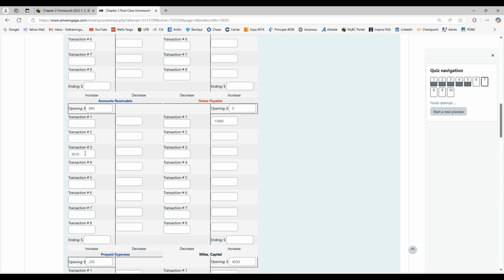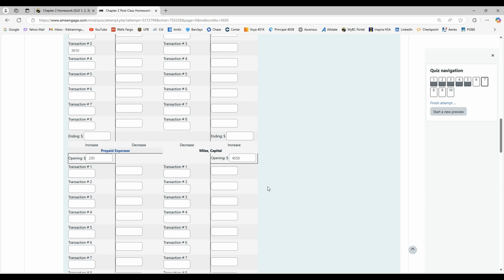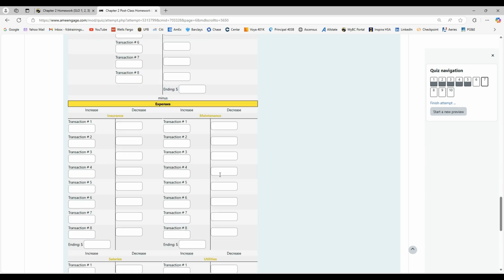Okay, transaction 4, paid $940 cash for regular maintenance on the machine. So we're going to do a decrease in cash of $940. And then I think we've got a maintenance expense here. And that was number 4. So $940 maintenance expense recorded.